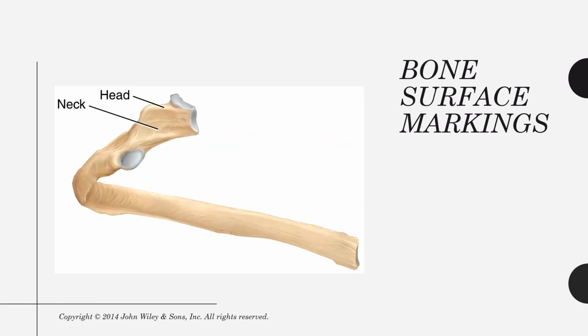A head is usually a rounded articular projection on a neck, so that a neck is going to be a constricted portion of the bone. And here you can see a head on the rib, like right here. You can also see a head as an articular process on the head of the femur.